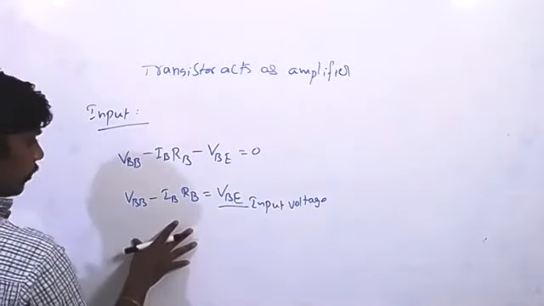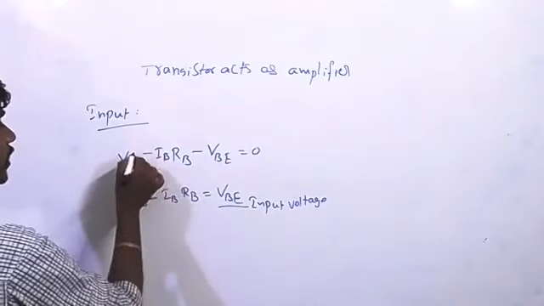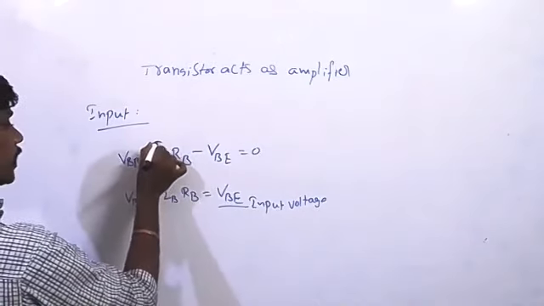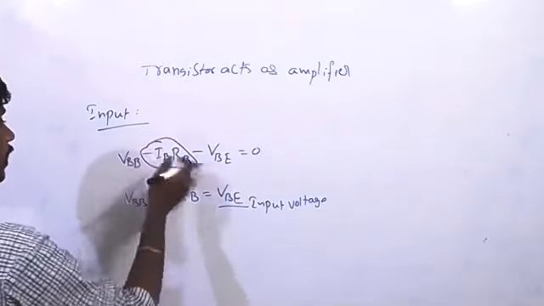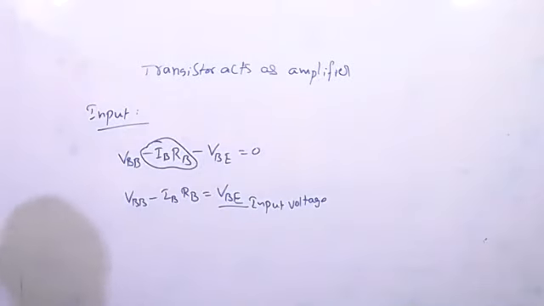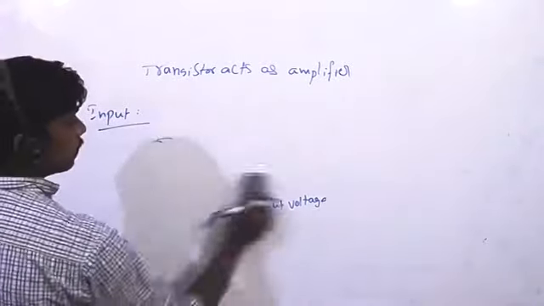Here what you should know: if there is a change in the base current, then there will be a change. What will happen? If a diagram is there, we can get that. I have to draw the diagram again. Okay, so the diagram should be there.